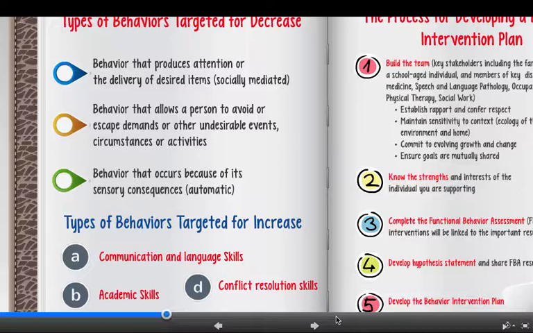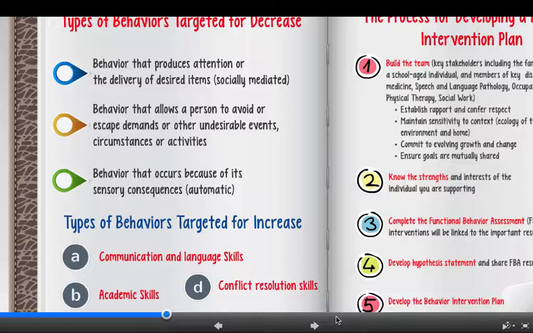Or if the person's engaged in some problem behavior for the purpose of acquiring desired items, they may be tangibly motivated. And that kind of person is relying on and looking for socially mediated reinforcement. And you remember the good definition of that, right? Socially mediated means orchestrated, organized, and facilitated by another person. That's what socially mediated means. So that's one class of behaviors that will be targeted for decrease.